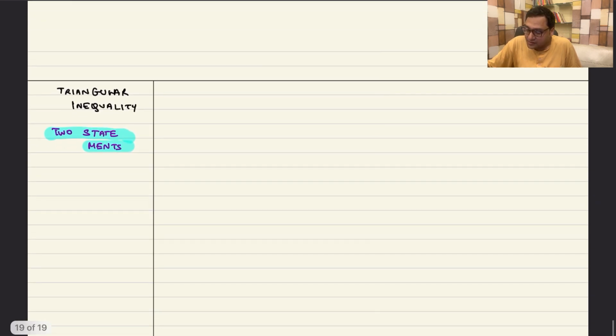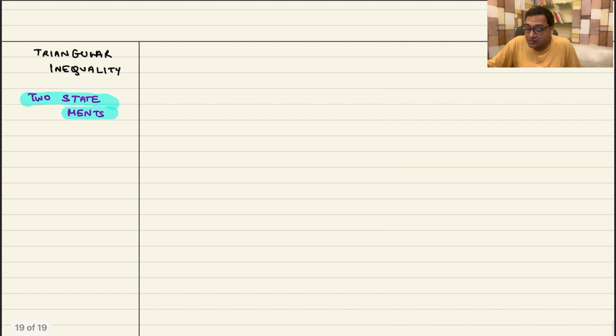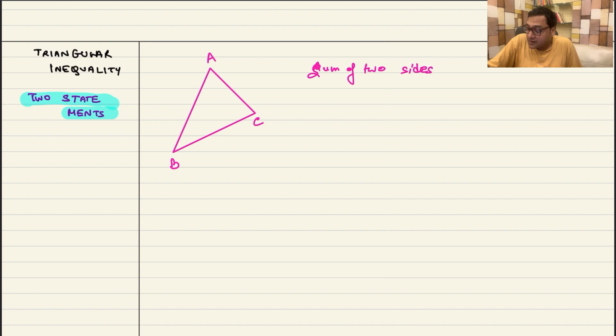All right, so now we come to the third important idea, which is the triangular inequality. If you have ABC a triangle, then the triangular inequality says that the sum of two sides is greater than or equal to, actually it's strictly greater than the third side. Okay, the sum of two sides is strictly greater than the third side if it's an actual triangle.